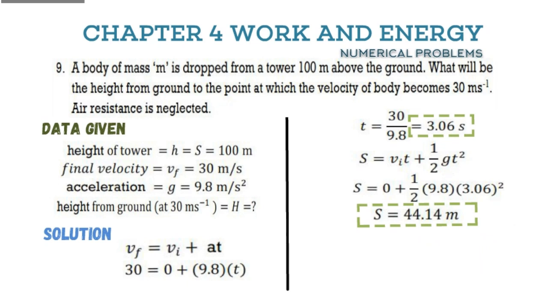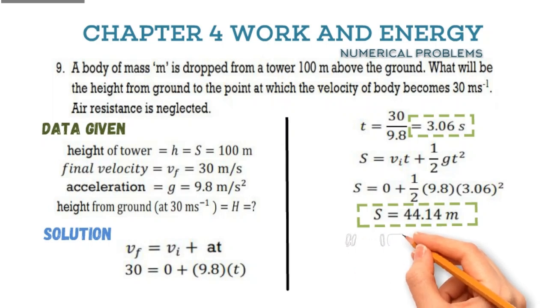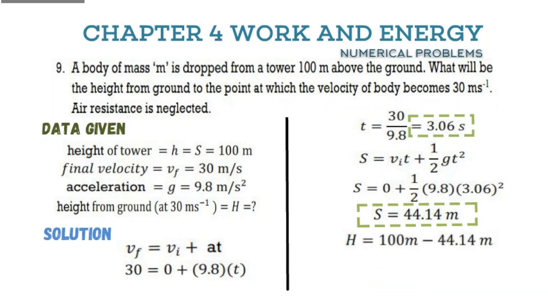Step 3. Find the height above the ground. The total height of the tower is 100 meters. To find the height above the ground, subtract the distance fallen from the total height. Subtract 44.14 from 100, and you get 54 meters.